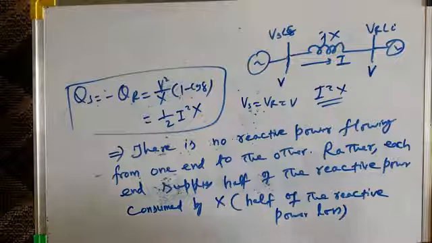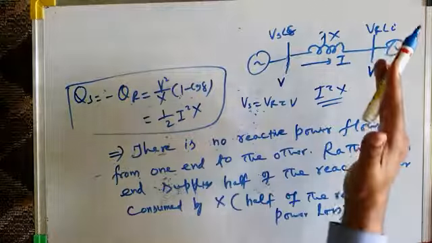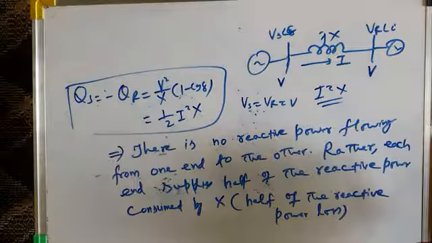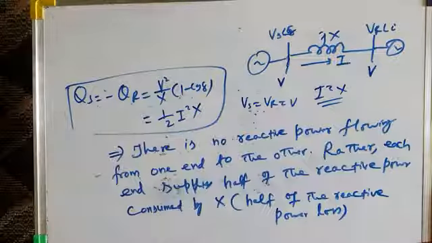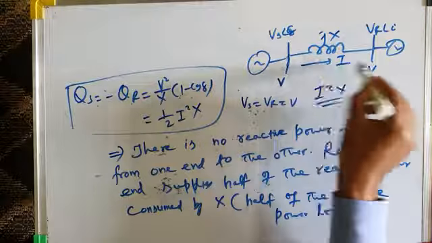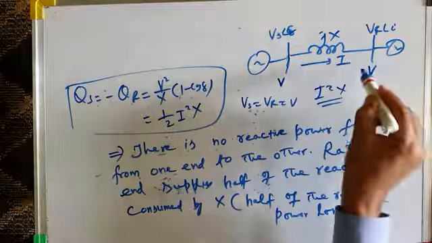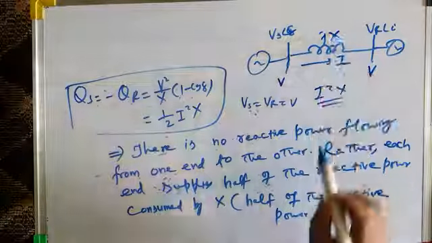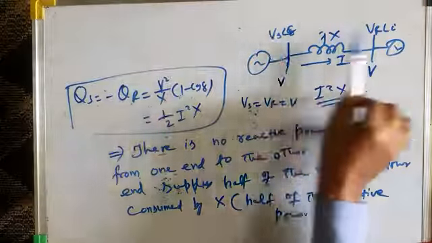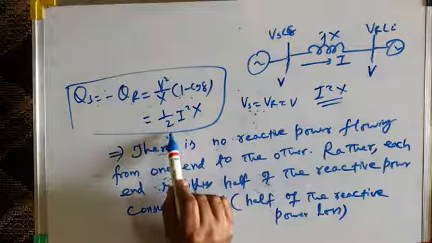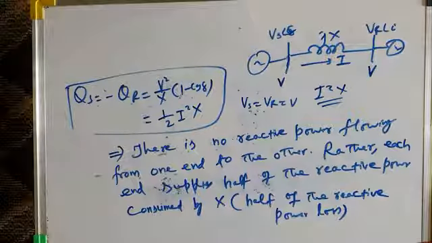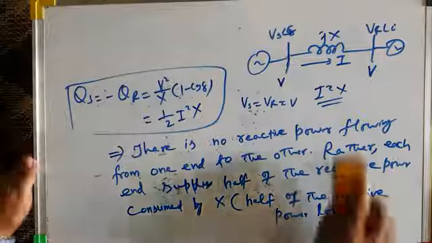There is no reactive power flowing from one end to the other, and no reactive power supplied to the load, because the two voltages are equal, which is an ideal case, not a practical case, remember it. But because current is flowing and active power is flowing over the system, reactive power loss will be there, and each end will supply half of the reactive power loss, 1 by 2 I square X. So you have to understand this.